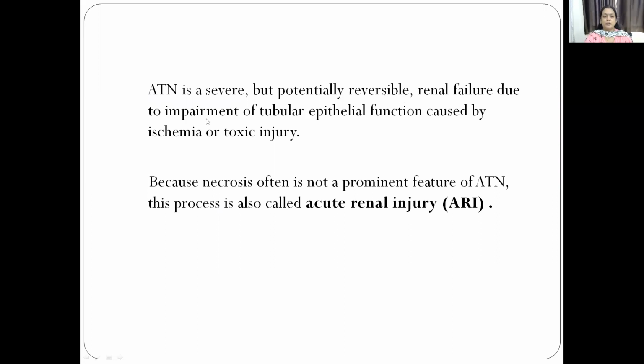Renal failure due to impairment of tubular epithelial function is caused by ischemia, toxic injury. Acute tubular necrosis, that is, the tubular damage is being caused by two things usually. One is either hypoperfusion or ischemia, or a direct toxin attacking the tubules. So it is an ischemic injury or a toxic injury. Because of this, what happens?